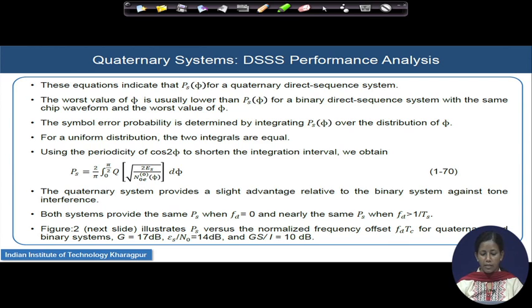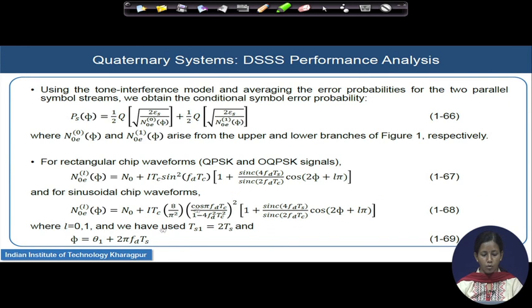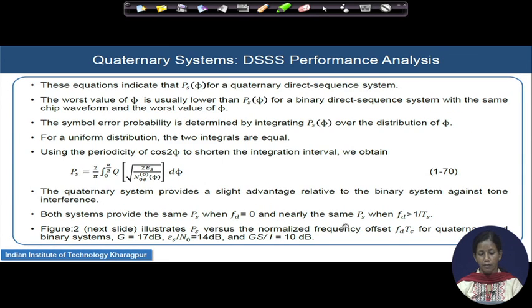And the equation indicates what? Finally, the equation indicates that this P_s(phi) for a quaternary system will be given by the total expression of the upper path error probability plus the lower path error probability, and they are equally probable. So it is half plus half, and the worst value of phi is usually lower than the P_s(phi) for the binary direct sequence system with the same chip waveform and the worst value of phi.